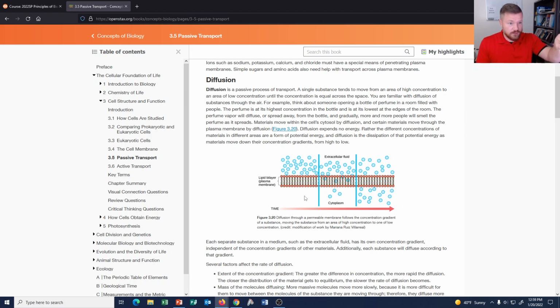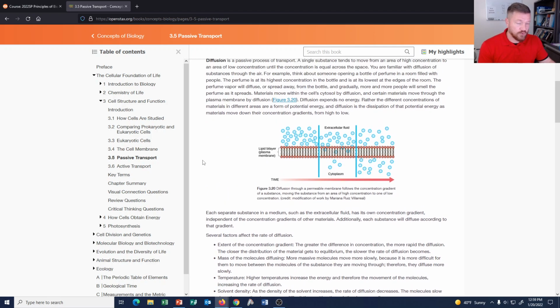Think about putting a drop of food coloring in a container of water, really high concentration of food coloring where you dropped it. If you leave it there for an extended period of time, eventually it diffuses out and all of the water becomes one color. And so that's diffusion, just a random movement of molecules down a concentration gradient from high concentration to low concentration. And they'll keep moving until they reach this kind of equilibrium, right? That's diffusion. The important thing to remember about diffusion is it's a passive process. It requires no energy, it requires no ATP.